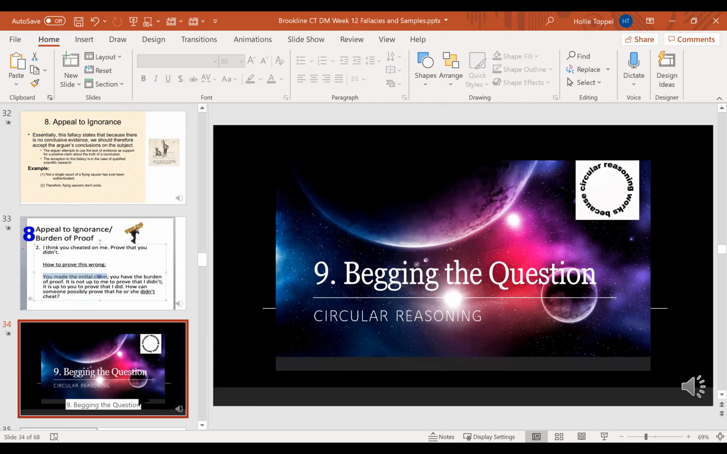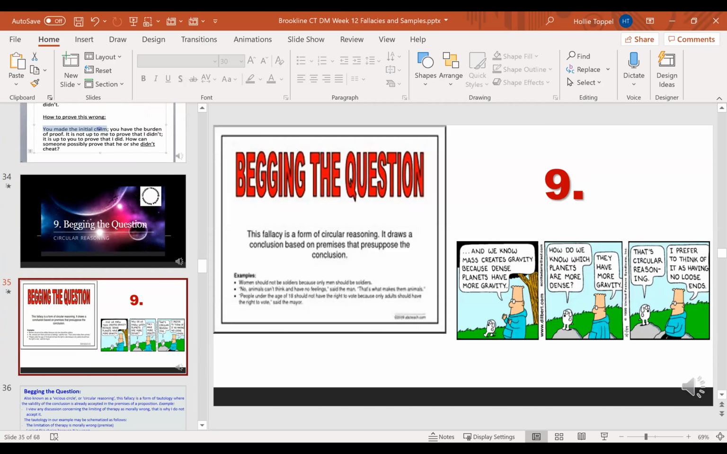Begging the question. This makes a circular argument, and I've done this before. It draws a conclusion based on the premises that are supposed to be supporting the conclusion. So women should not be soldiers because only men should be soldiers. It's a circular question, there's no answer.